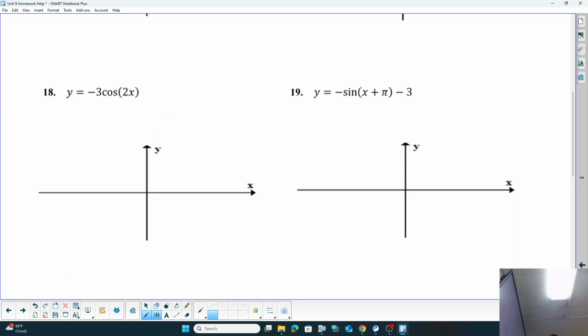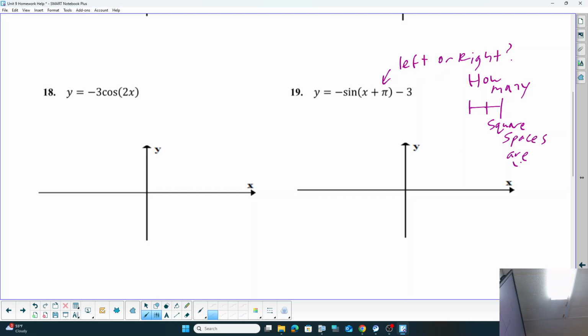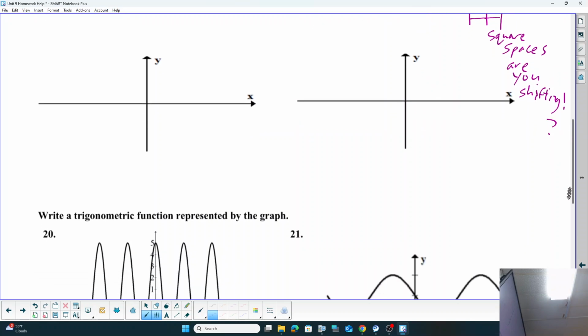How many squares over is this? Is it left or right? First of all. And how many squares? How many spaces are you shifting, basically? How many square spaces are you shifting? Okay, good.